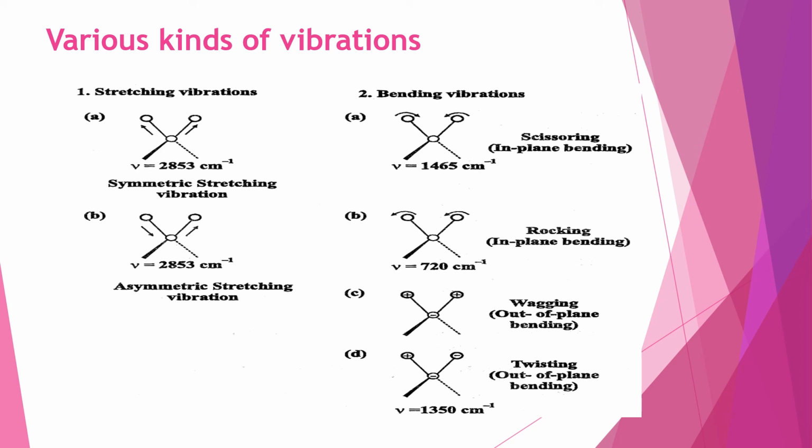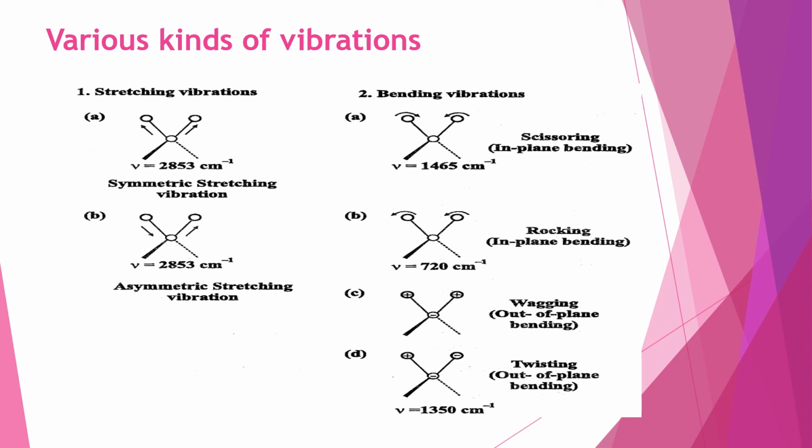There are two types of stretching vibration. One is symmetric stretching. In this type, the movement of the atoms with respect to a particular atom in a molecule is in the same direction. Second one, asymmetric stretching. In this vibration, one atom approaches the central atom while the other departs from it.